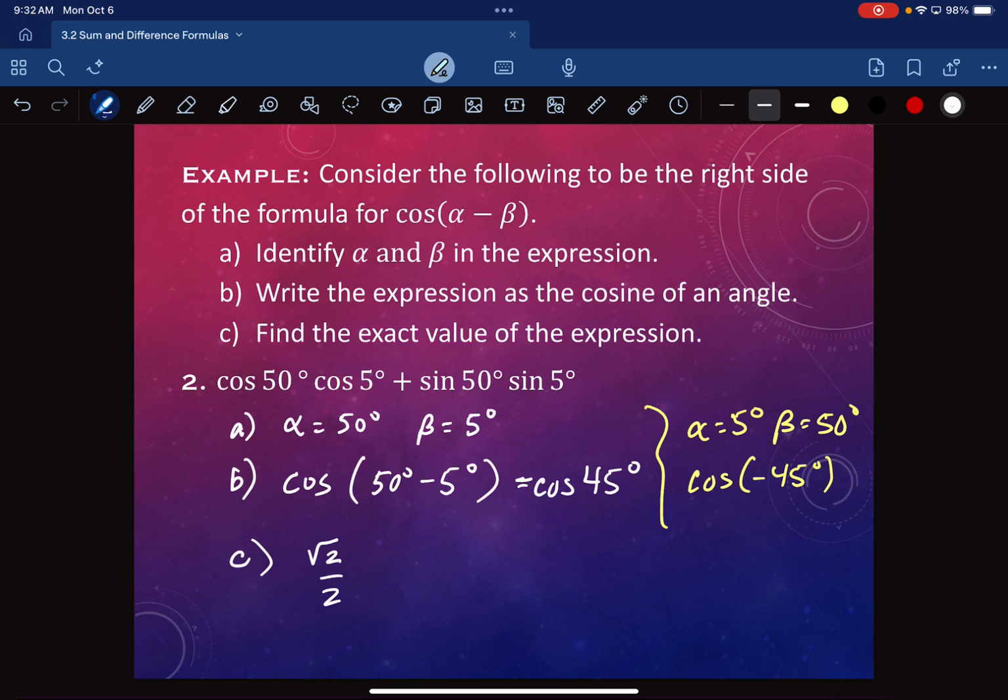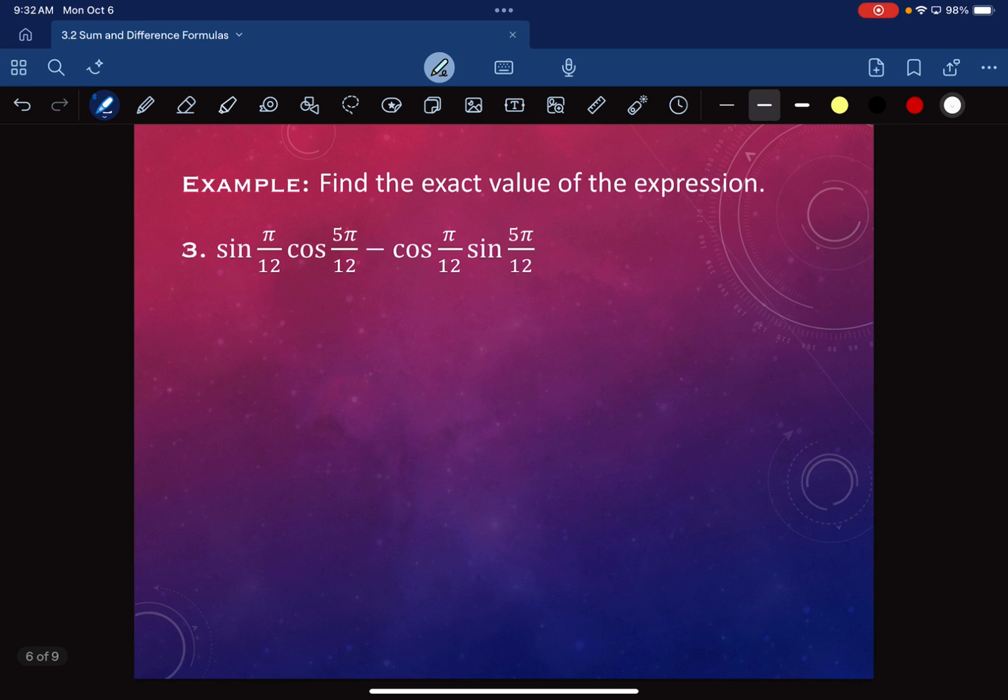Okay, are you guys good? Okay. Just like the 50 and the 5 are not angles on our unit circle, neither are pi over 12 and 5 pi over 12. Correct?